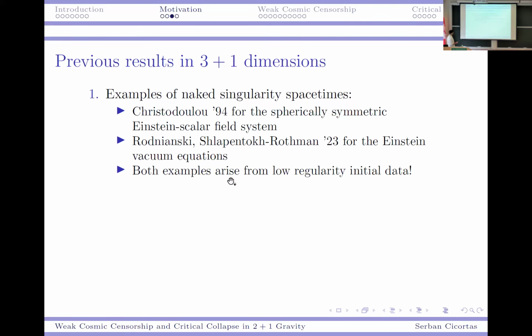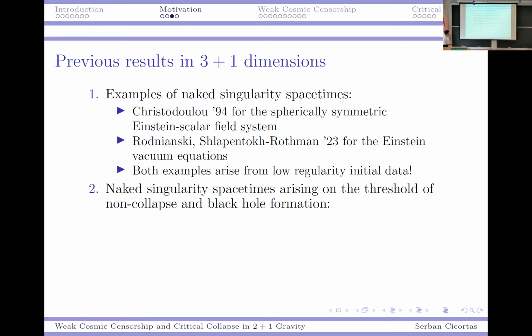But something interesting that I want to point out about both of these constructions is that their examples arise from initial data which is of low regularity. So the data that leads to these examples is not actually smooth. These are the examples I'm mentioning just for naked singularities. And then moving on to the question of naked singularities which are on the threshold of non-collapse and black hole formation, basically all we have are numerical examples. This started in spherical symmetry with the work of Choptuik in '93. There have been a lot of results in this direction since, but somehow these are much, much harder to construct rigorously.